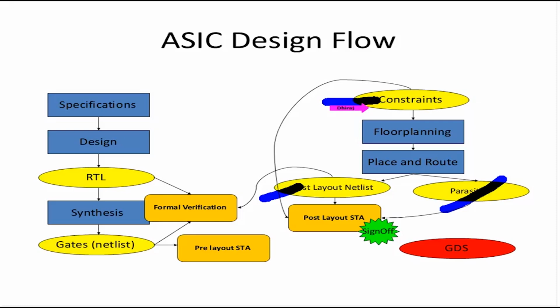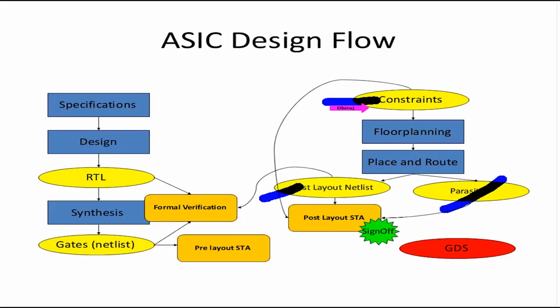This whole process of making sure that the design is good for manufacturing is called sign off, and the output of this process is the GDS. In place and route, there are a lot of backend verification checks that run on the place and route netlist.